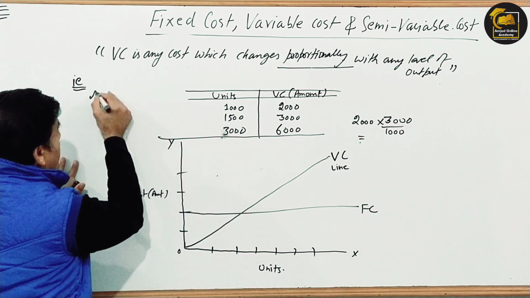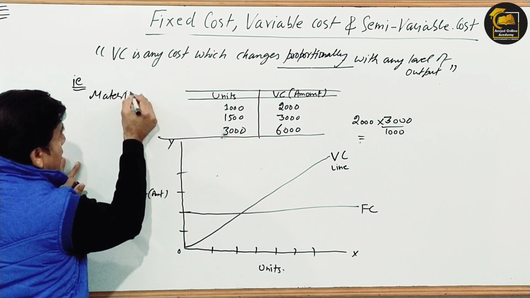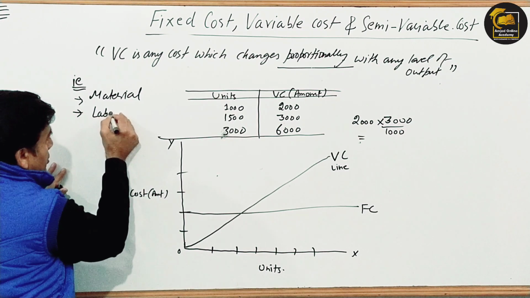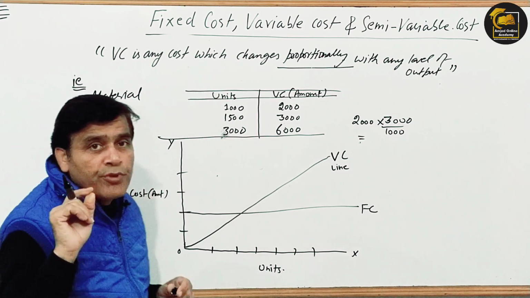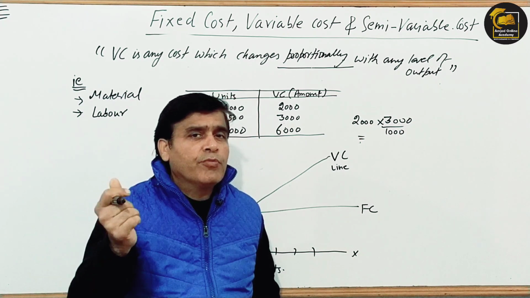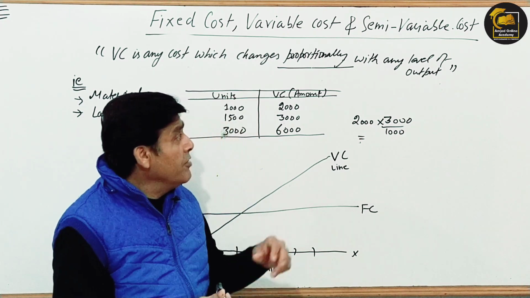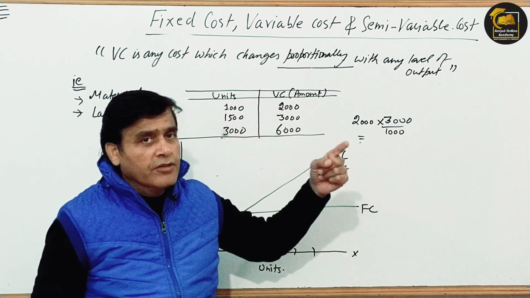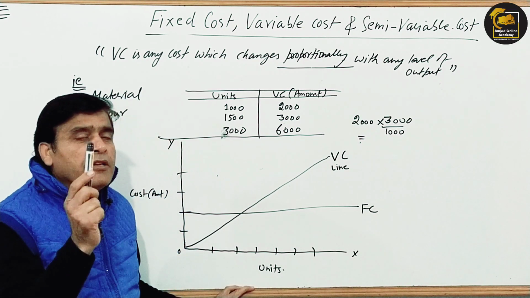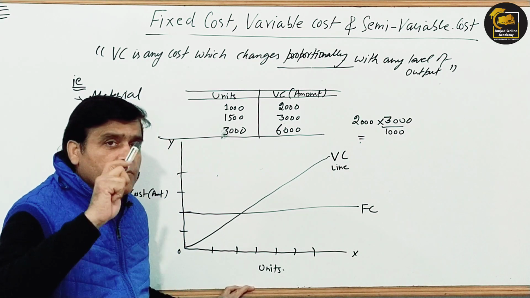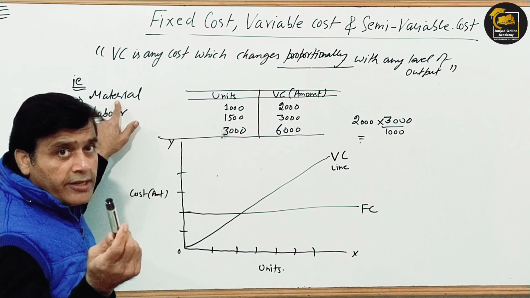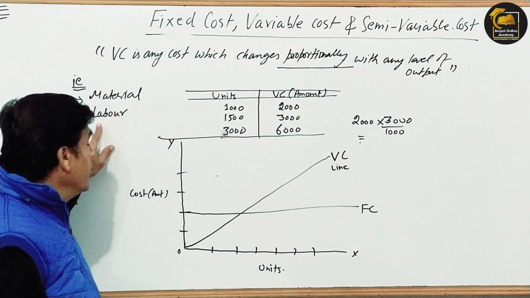One is material, another example is labor. These are the two pure variable examples of variable cost because they change in the same proportion in which your level of output is changing. Suppose you are producing 1000 units of this marker; when you start producing 2000 units, definitely the requirement of raw material will be exactly double, and definitely of labor.